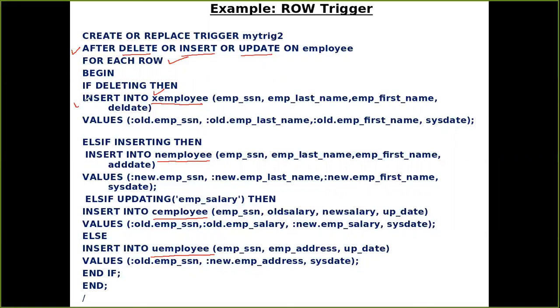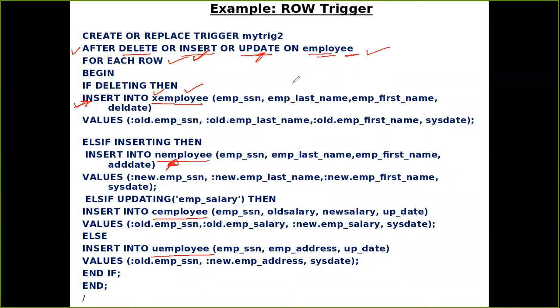So I will delete the data from the employee table, and at the same time I will insert that data into a new table called X employee. Similarly, if I insert data into the employee table, at the same time I will put the data into N employee. If I update the data, then I will update the data in C employee. C stands for current employee. So I am maintaining four parallel tables along with my employee table for the security of my data.